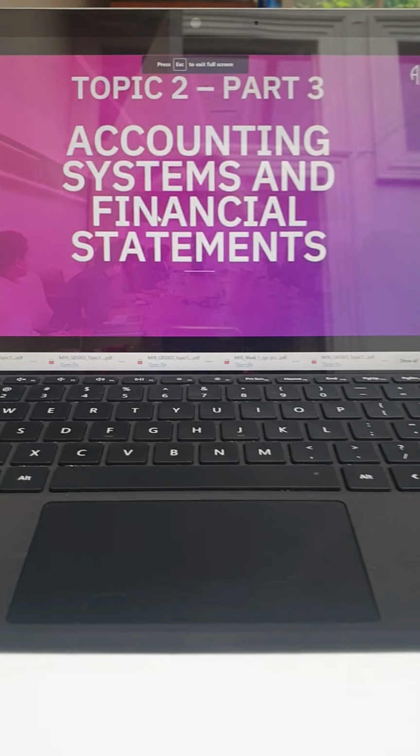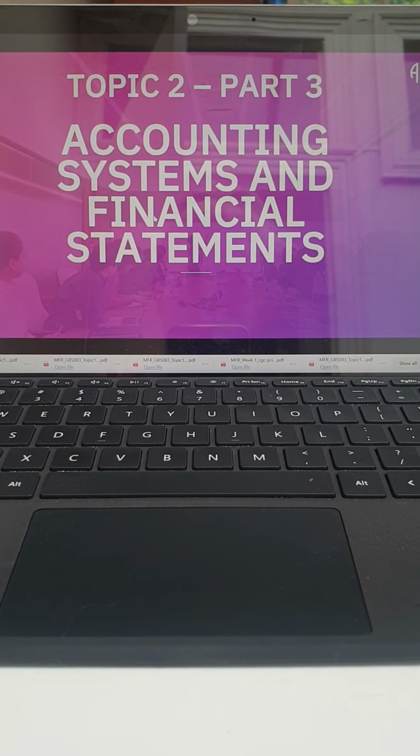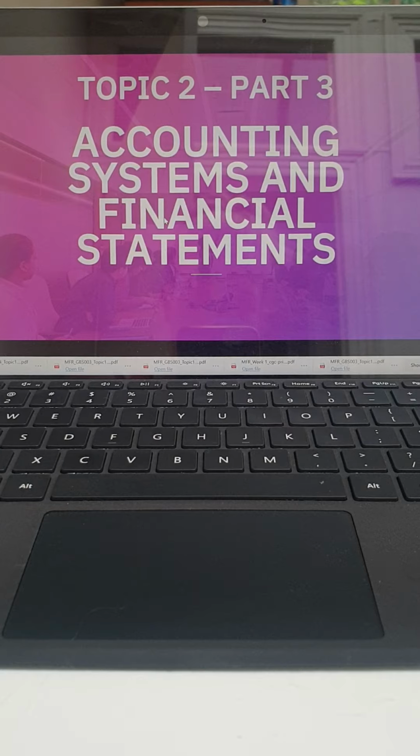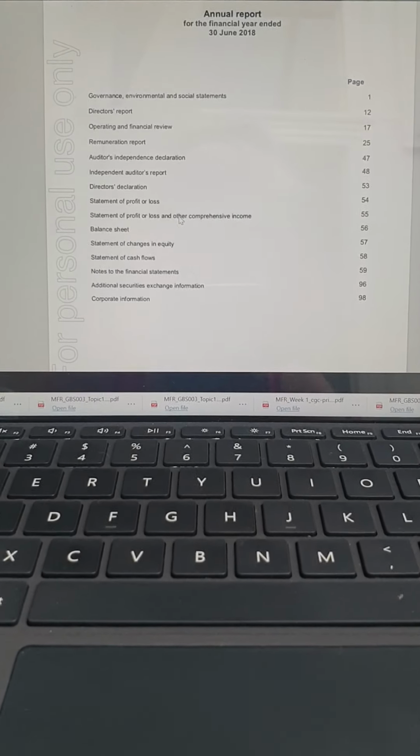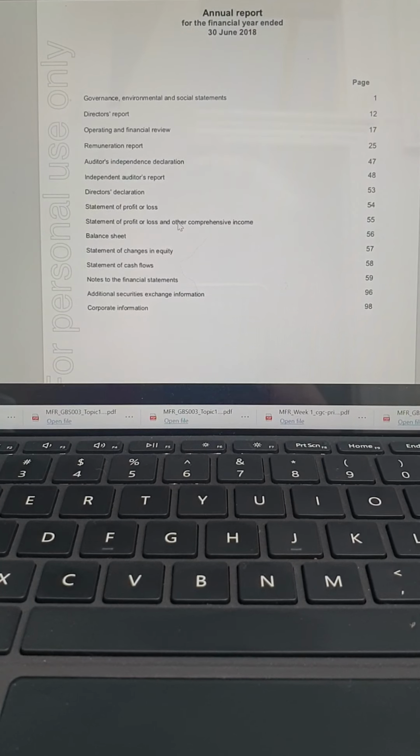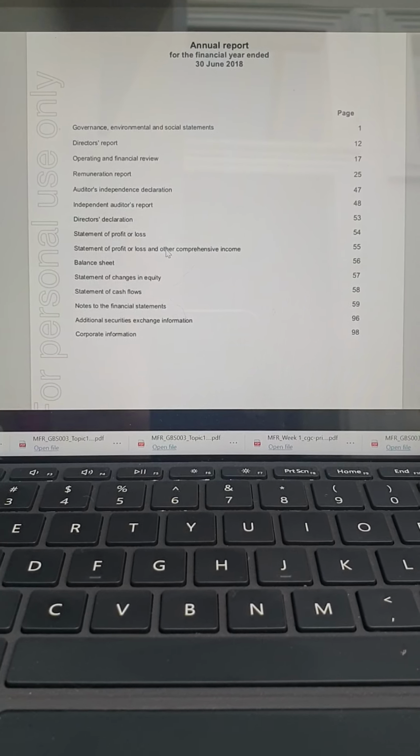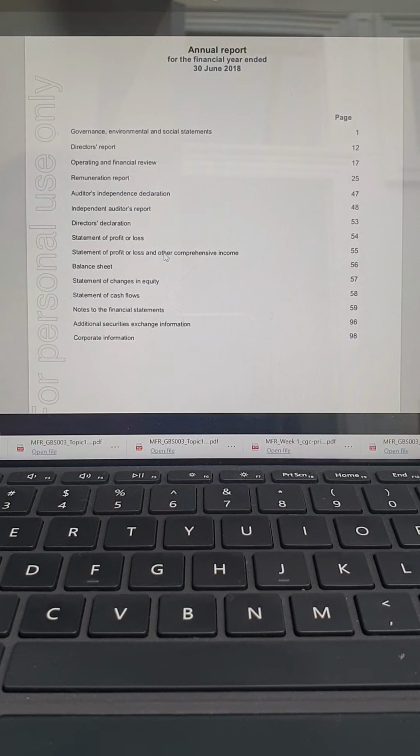Let's have a look at the income statement. Before we do that, I thought it would be useful to look at the contents page of a set of financial statements. The ones that I will be using is JB Hi-Fi for the 30th of June 2018. You can see that in the heading it's labeled as part of the annual report. The bits that we are interested in are these documents down over here from pages 54 down through to page 56. That's what we'll be focusing on in topic 2.